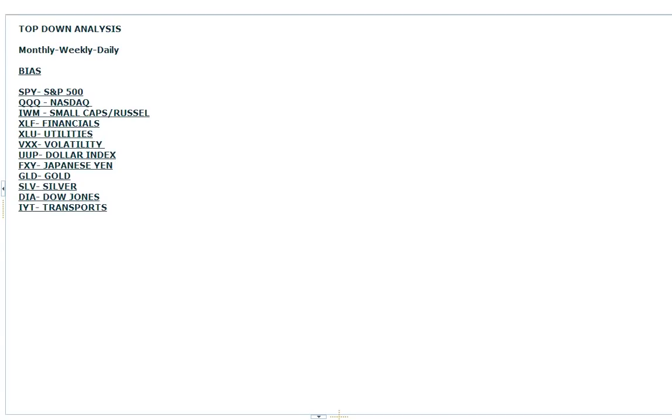So why do we look at these? The reason is that the S&P 500 will have the bulk of the stocks, right? The energy stocks, everything is in the S&P 500. QQQ is mostly going to have tech stocks, biotech stocks, right? IWM Russell will have small cap stocks. Financials are banks, credit card companies, and utilities will be things like your PG, Procter and Gamble, all those will be in the utilities. Volatility index, VIX, is just the inverse of the market.